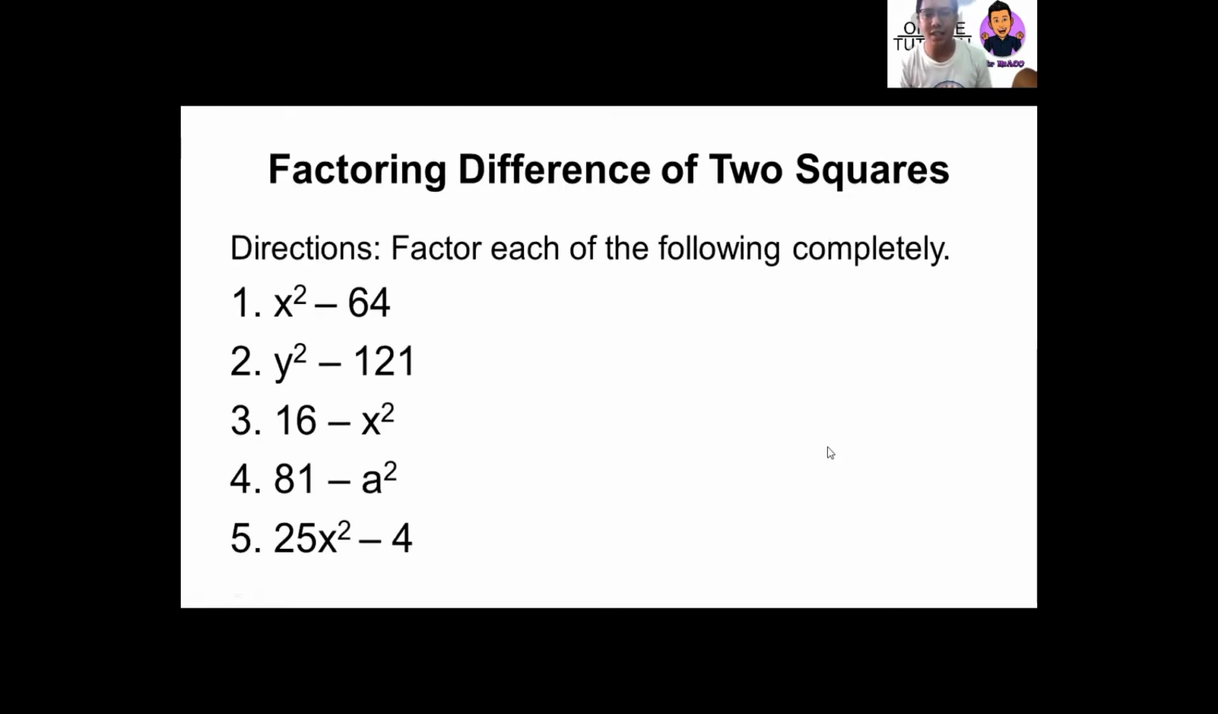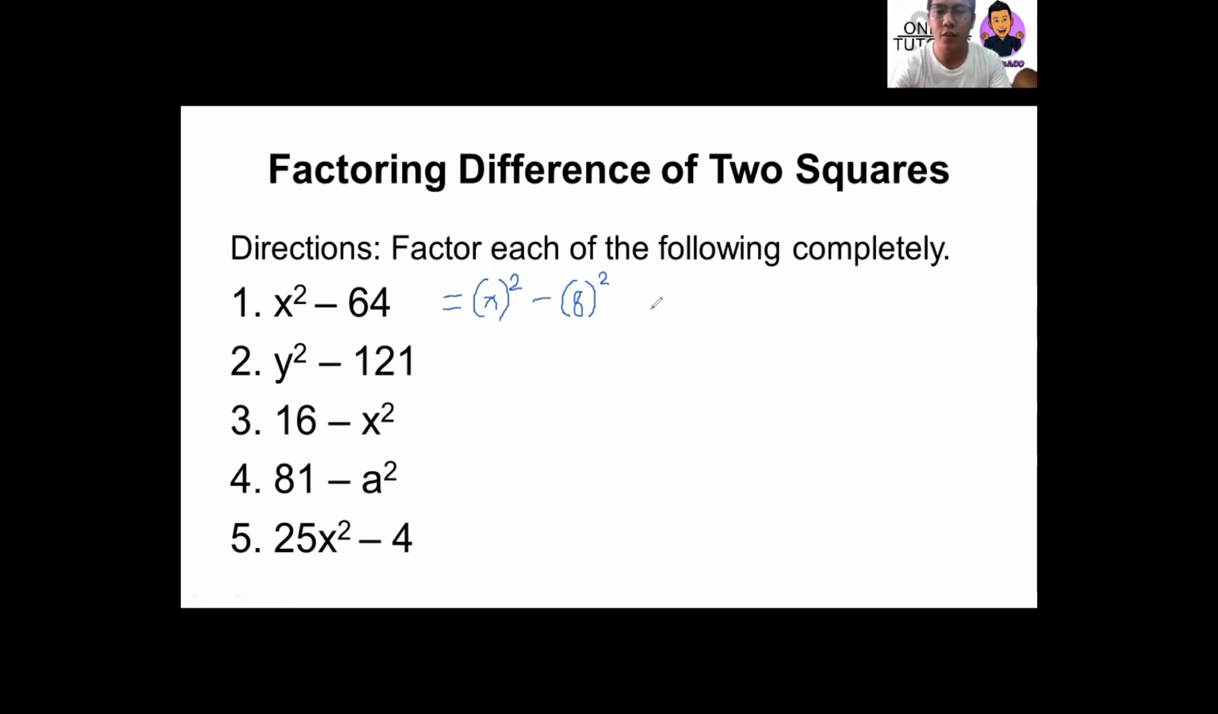Okay, so let's try this. Of course, it is important that you know how to find the square root, and also a perfect square. Let's try number one, x squared minus 64. Let's check if this is a difference of two squares. Of course, x squared, let us write this as a difference of two squares. x squared is simply x squared, right? And also, the 64 is 8 squared. So this is the difference of two squares, right?